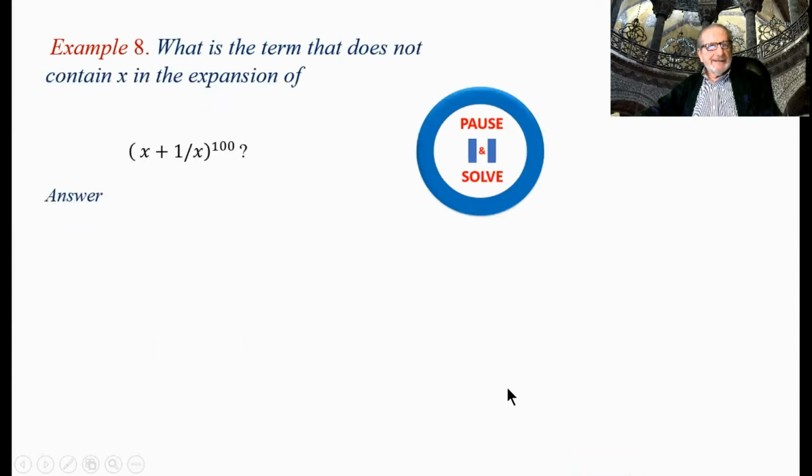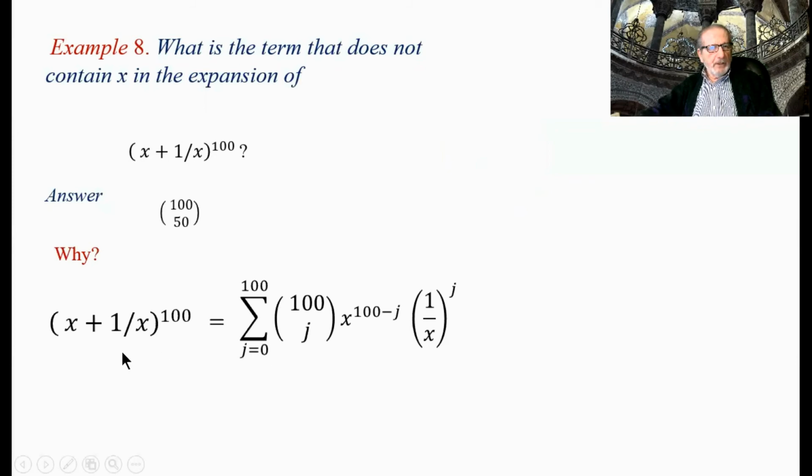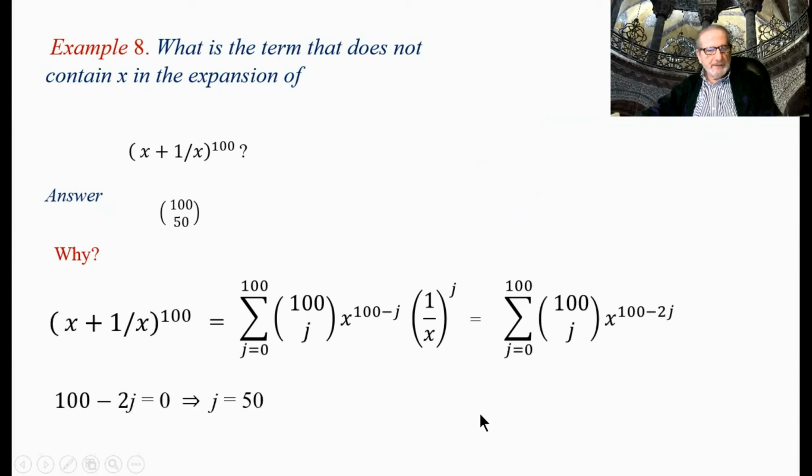What is the term that does not contain x in the expansion of this? The same example as before when we expanded this. What is the term that does not contain the variable x? Pause, solve, and come back, please. Okay, the answer is 150. Why? Because this one we just did earlier. Now you don't want x to be there, so you need this to be 0. So you put 100 minus 2j equal to 0, then j is equal to 50.